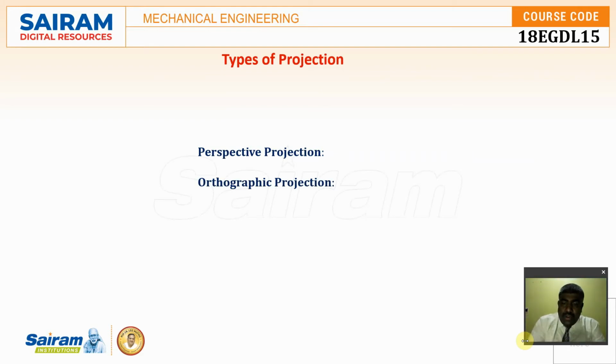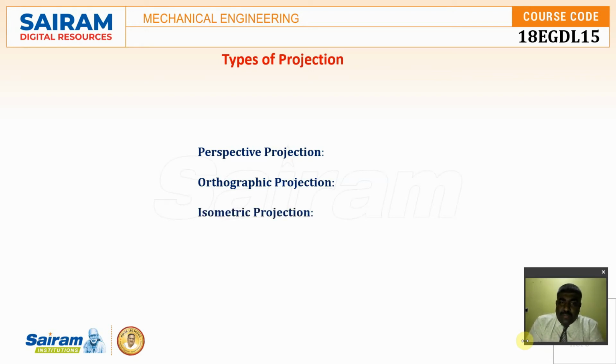vertical plane. So in the orthographic projection, the size of the object remains the same as the actual size. It won't be reduced or increased. So you can easily identify the size of the object. Whereas in perspective, the size of the object cannot be identified in an easy manner.